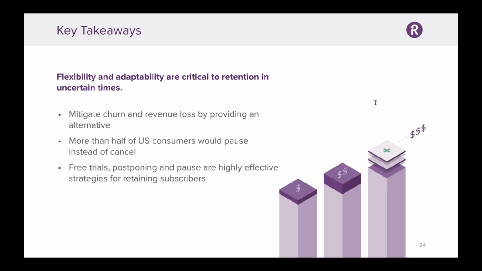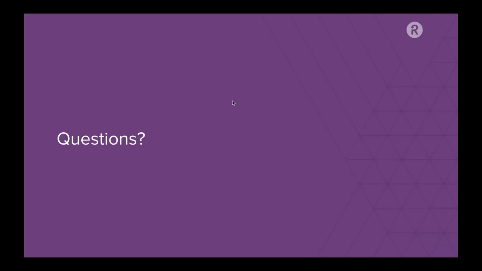So mitigating that churn helps retain the revenue, and looking at strategies such as extending free trials, postponing or pausing can have a significant impact on your ability to mitigate that churn risk, and to keep that revenue in the door. So we hope that this was informative for you today. We hope that these strategies resonated with you, and that you have some nuggets of information that you've taken away that are valuable for you. We're happy to answer questions, and of course, we're always happy to answer questions offline as well.